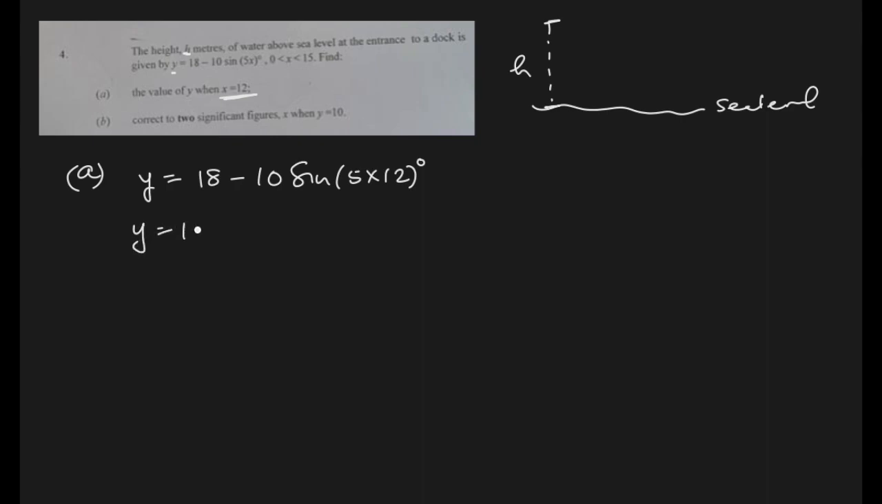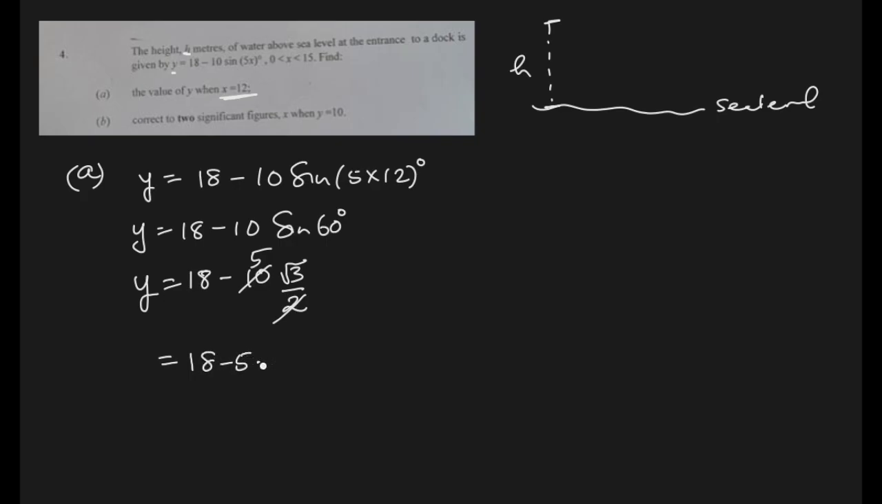So y equal to 18 minus 10 sine 60 degrees. Use your calculator. You'll find that sine 60 is square root 3 over 2. We'll cancel 2 and 10. So it becomes 18 minus 5 square root 3. Have they said that we have to give exact value? They have not. So let's evaluate with the help of the calculator. 18 minus 5 square root 3 is 9.3397, or 9.34 meters.